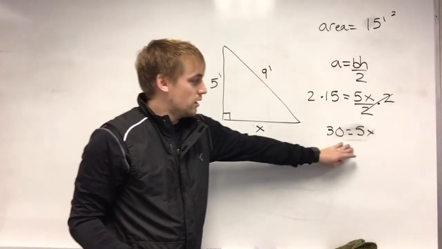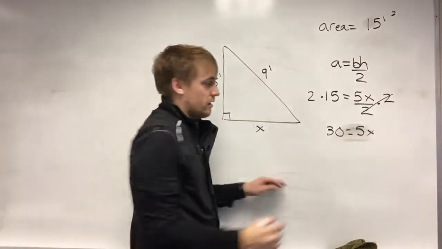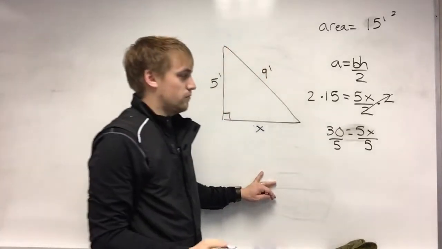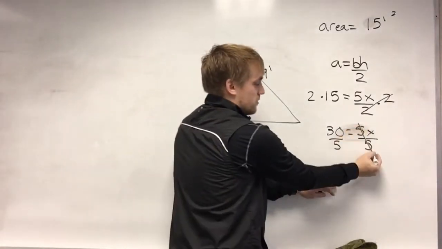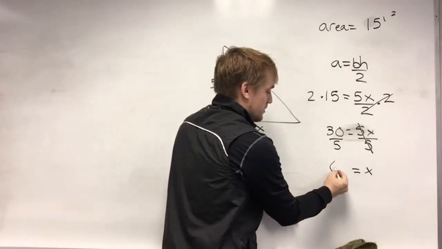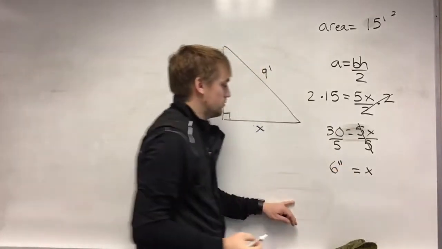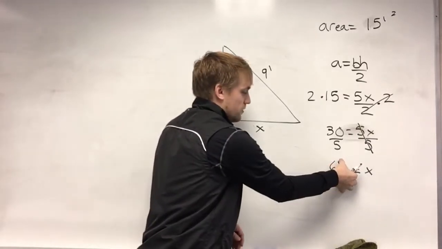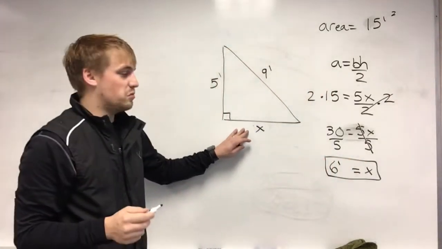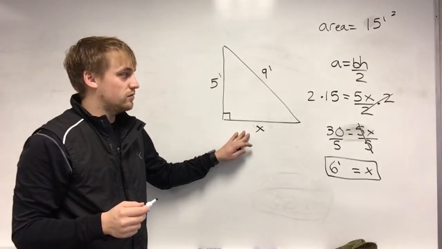And then we just have to divide by 5. These cancel. x equals 30 divided by 5, which is 6 inches. Excuse me, 6 feet. So this base is 6 feet.